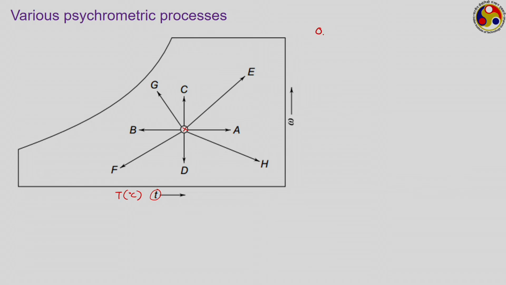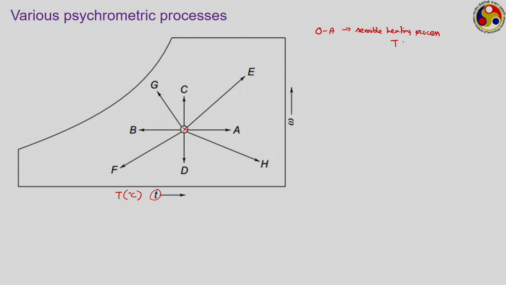So, if that point is O, then OA, what kind of process is this? Can you say? During the process, the temperature is increasing, and specific humidity remains constant. Therefore, this process is a sensible heating process. During the sensible heating process, what is happening to the concerned parameters?